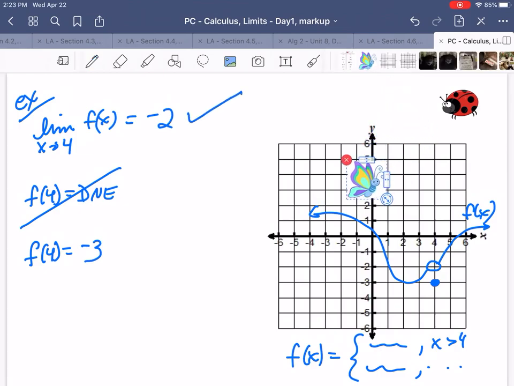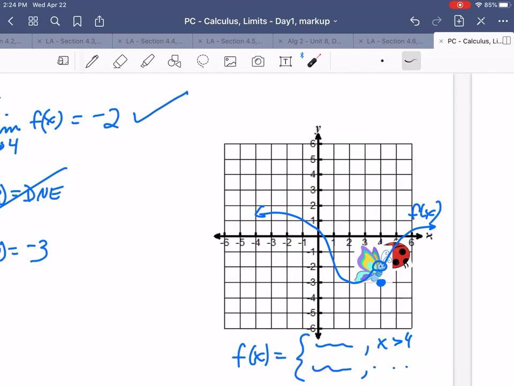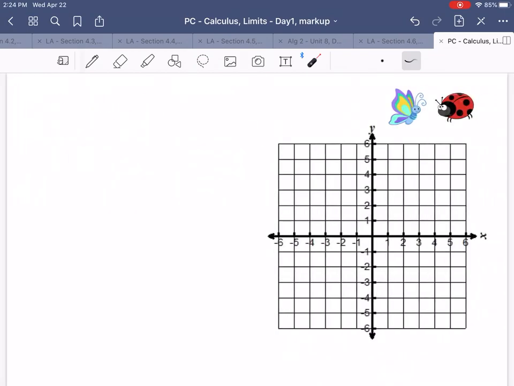Because remember, these guys coming in from the left and right, they don't need to know. They think this graph is going to -2. And this guy over here, she thinks the graph is going to -2. All right? It doesn't matter that the graph actually exists right here. It matters as you follow the curve, what were you going to go to on the left and the right? Okay? All right.